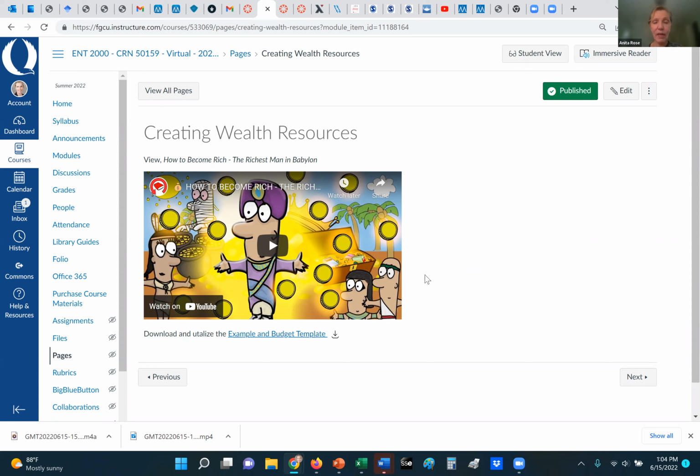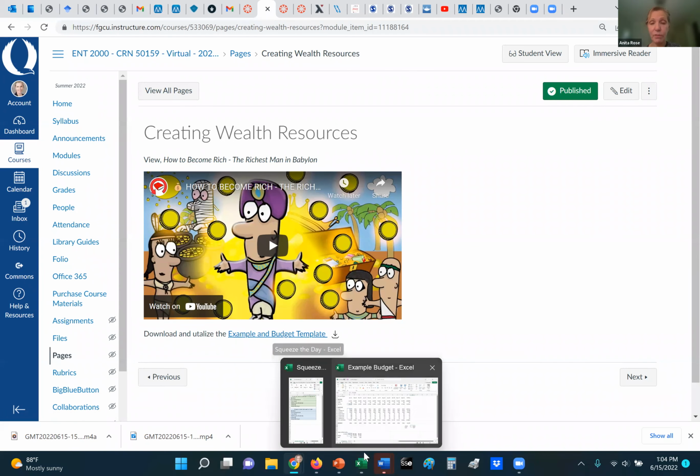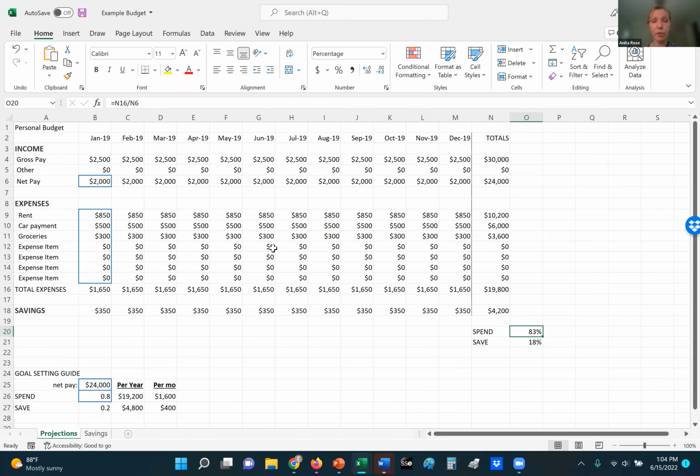Then what I'd like you to do, after watching that video, is go ahead and download this example budget template. Let me see if I have it. I do have it downloaded here so I can show you. It just shows you the months of the year. Now, this was set in 2019, but you can change that to whatever works for you. Customize it, please. And then you would put in whatever your income is per month.